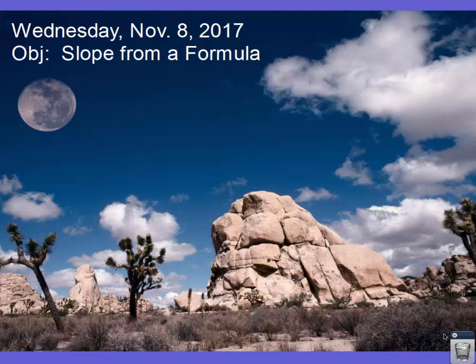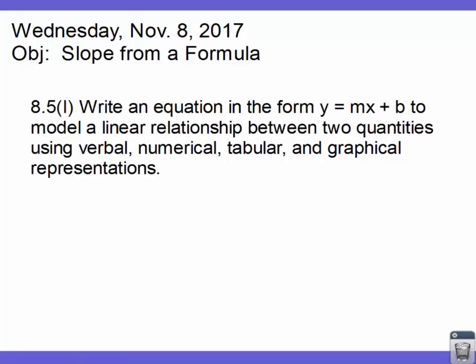Okay, class, today we're going to talk about finding slope from a formula. We're still working on this same standard here. It says write an equation in the form of y equals mx plus b to model a linear relationship between two quantities using verbal, numerical, tabular, and graphical representations.